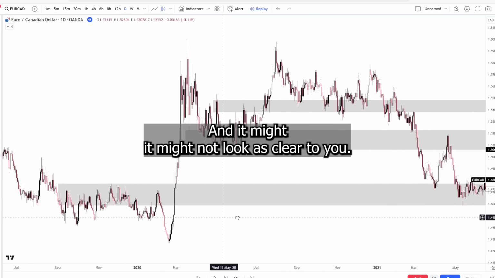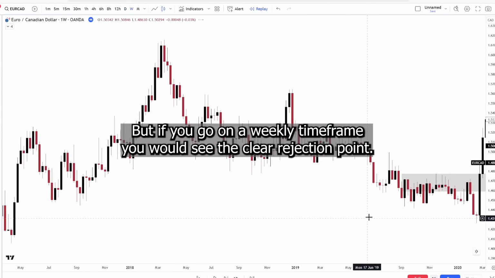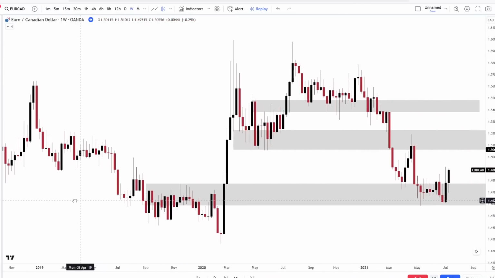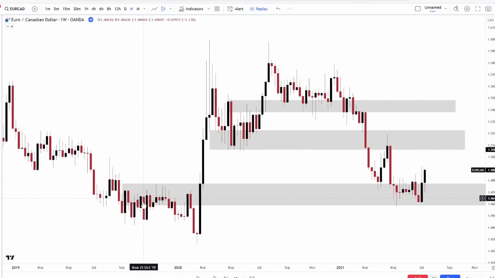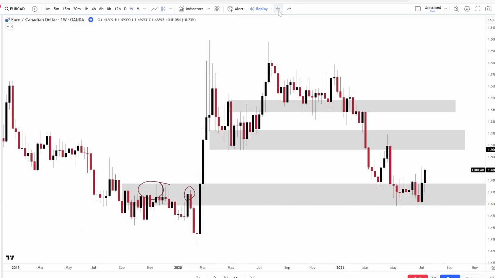And it might not look as clear to you, but if you go on a weekly time frame, you would see the clear rejection points. So stop thinking of the fact that there is a wick. You can see that price struggled in this area. Price struggled right here, right here, right here, and right here. So this entire area, price struggled to get through it either way. That's why we're considering this area.